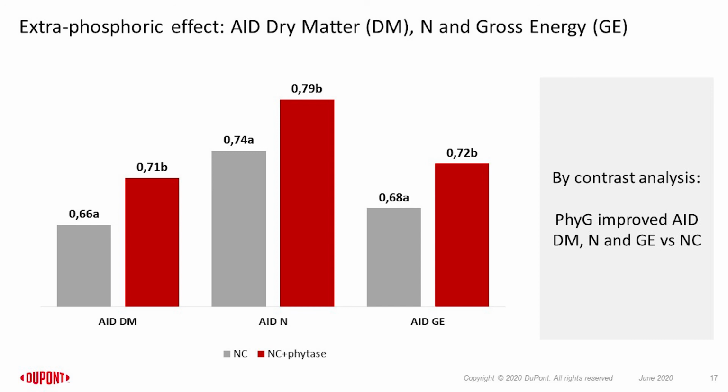To simplify the analysis, I used the contrast test to compare phytase treatment with negative control for AID of dry matter, nitrogen, and gross energy. For these parameters, we observed a significant improvement in phytase treatment compared to the negative control.